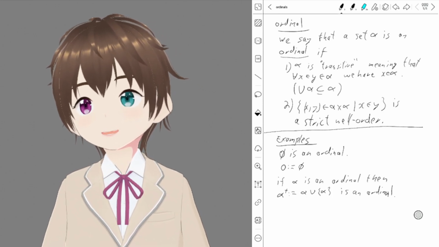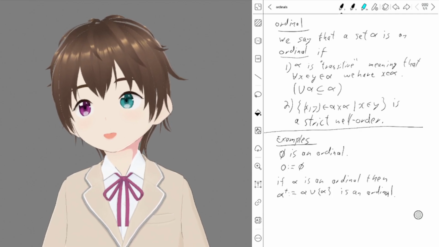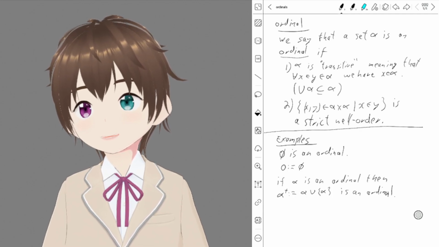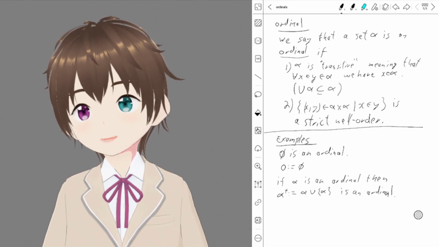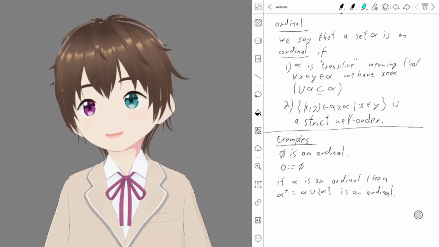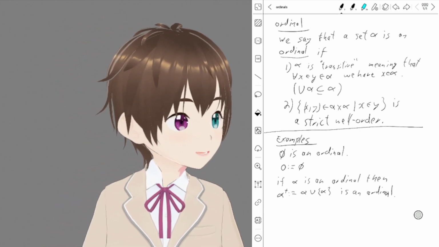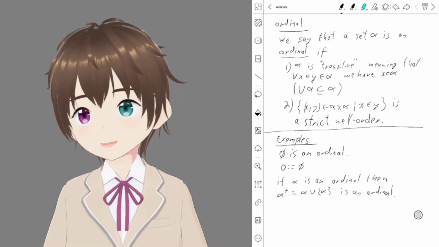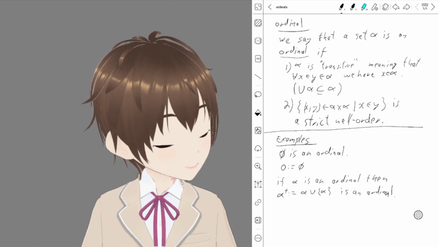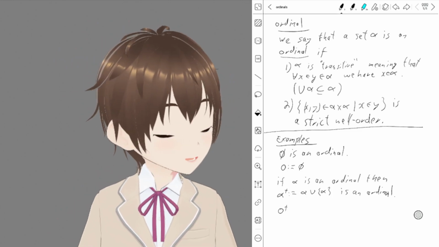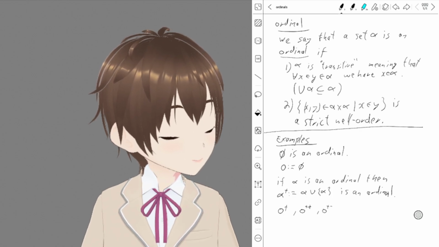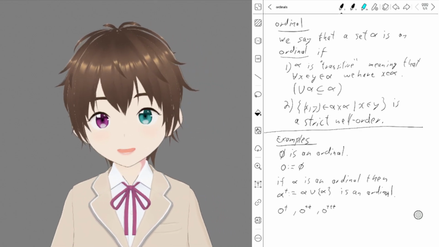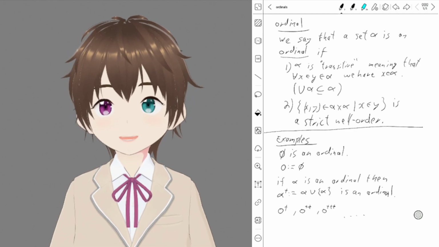If I have any non-empty subset, it either has some of the alpha elements in it, and so I just take the smallest one of those, or it doesn't, in which case it's just the set containing alpha, which has a smallest element. And you can write the details of that yourself. It's not too hard, but that's pretty much the proof that this works. So from this we can show that 0 plus is an ordinal, 0 plus plus is an ordinal, and so on. And this is essentially how we define the natural numbers when we get to the number system.